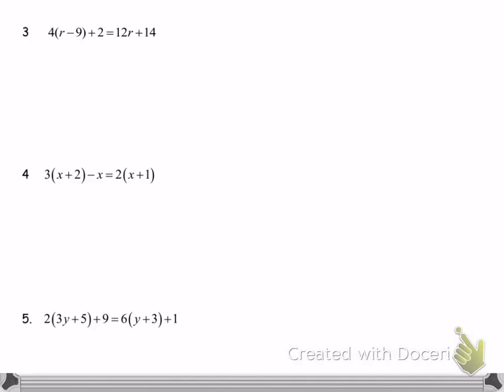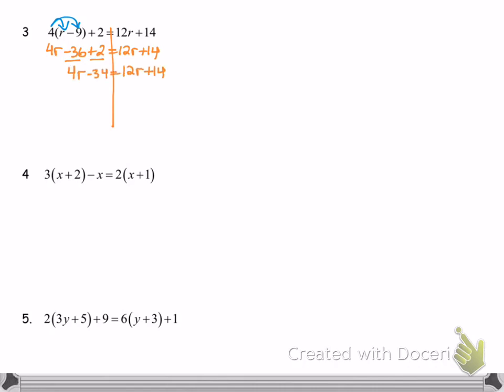Okay, so this first one, you have to distribute first before you can really do anything. So distribute this 4. And so you get 4r minus 36 plus 2 is equal to 12r plus 14. And you'll actually notice on the left side that you can combine the negative 36 and the 2 before you move on. So you get 4r minus 34 is equal to 12r plus 14.